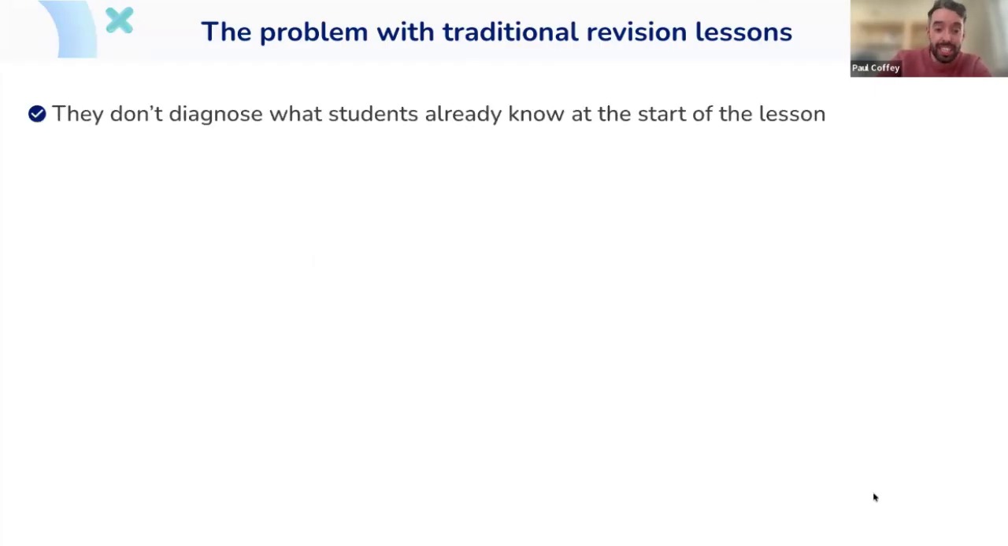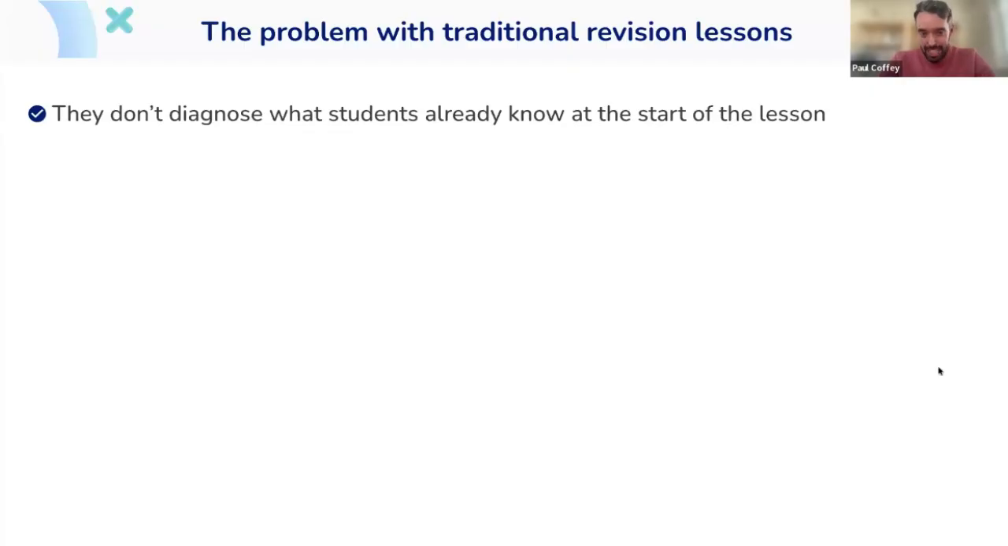In a traditional revision lesson, we might start with a brief recap, work through an example, and then hand out a practice sheet. Some students are going to fly through that. Others are going to get stuck on question one, and then you're left trying to support 30 different needs at once with no clear picture of who needs what.